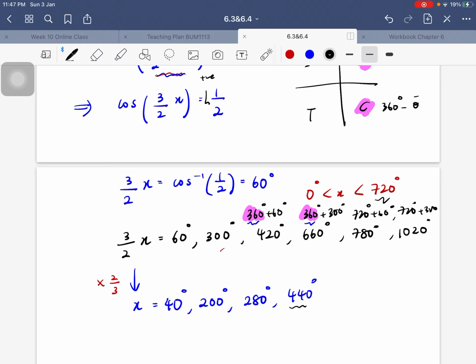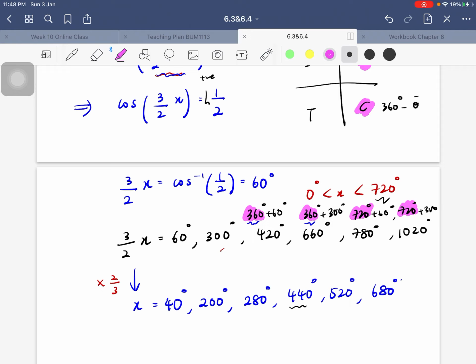So now I'm going to have a look if they are still in our restriction. 780 multiplied by 2 divided by 3 is going to be 520 degrees. 1020 multiplied by 2 divided by 3 is going to be a value of 680 degrees. So yes, they are still within our limitation. Now I already have 3 rotations. Do I actually have to proceed?